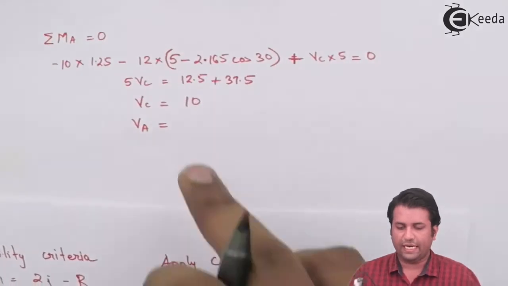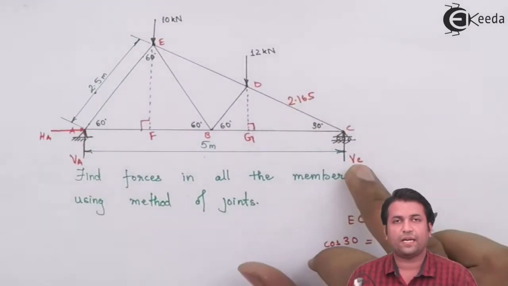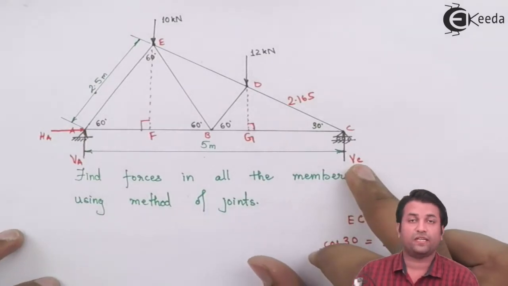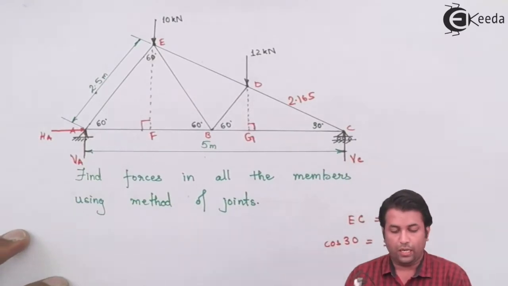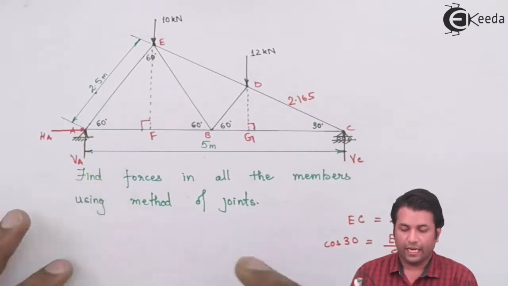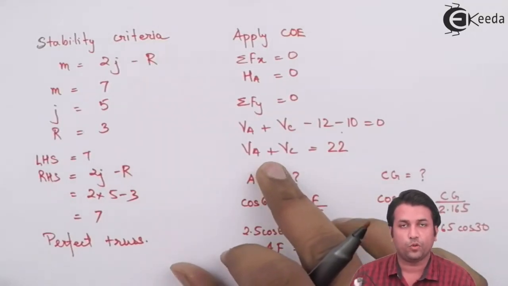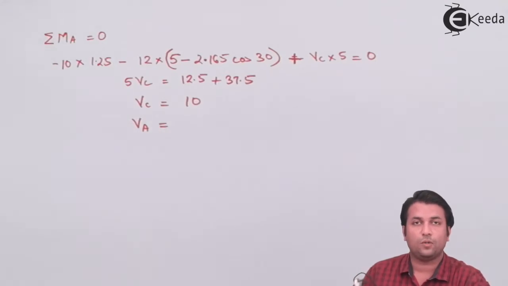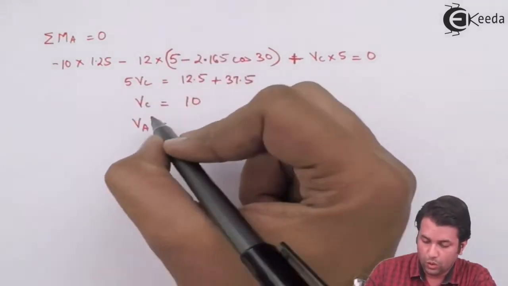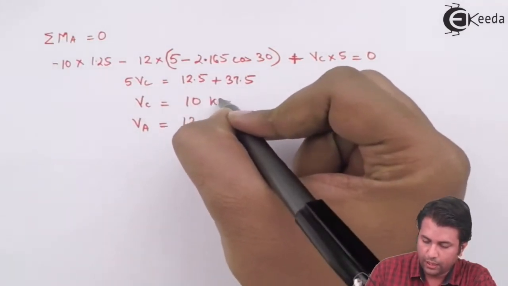The value for VC that I'm getting is 10 kilonewtons and it is positive. That means my assumption, the force acting upwards, is correct. Now I have to find out the value for VA. I can use the equation in the y direction, that is VA plus VC equal to 22. So if I put VC as 10, I'll get the value as 12 kilonewtons.